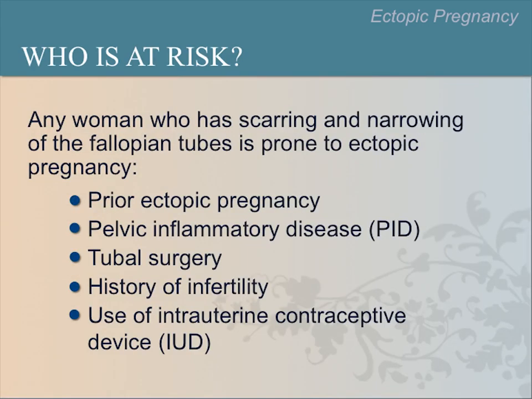Any woman who has scarring and narrowing of the fallopian tubes is prone to ectopic pregnancy. This could be caused by a number of factors, including prior ectopic pregnancy, pelvic inflammatory disease, or a prior sexually transmitted infection, tubal surgery, history of infertility, or use of an intrauterine contraceptive device, or IUD.